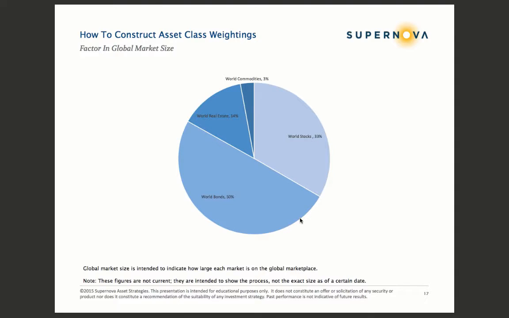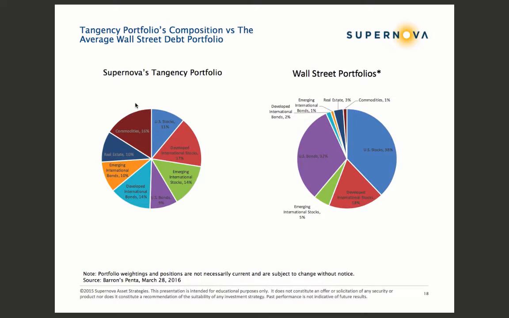The other thing we look at is global market size. That gives another indication for how large something should be. Of course, then we underweight or overweight based on valuation and correlation. At the end of the day, here's a pie chart of the asset class allocation of our tangency portfolio versus the average Wall Street portfolio. We believe ours does a much better job in terms of delivering diversification and focusing on a repeatable, dependable process.